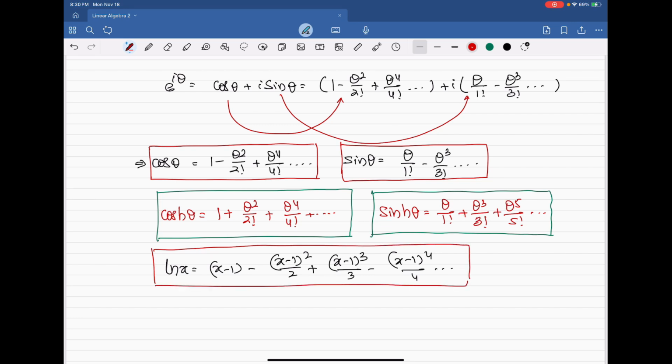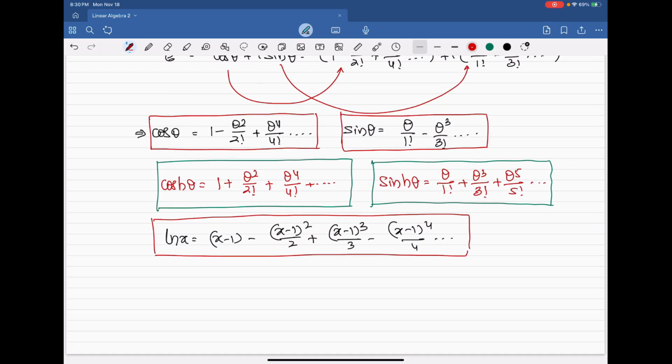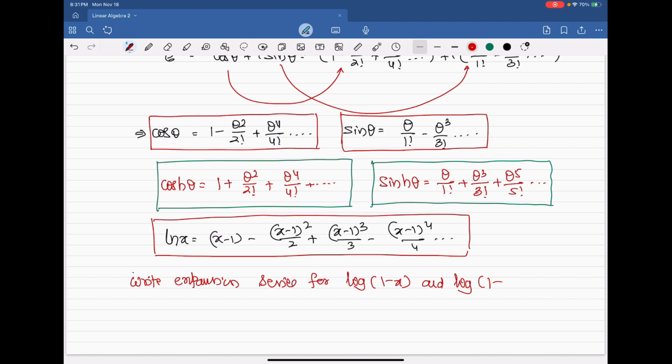When ln x is there with you, e to the power of x is there with you, sine hyperbolic theta is there with you, cos hyperbolic theta is there with you, cos theta is there, sine theta is there, and then your e to the power of i theta is there, then can we find out ln 1 plus x and ln 1 minus x? Yes. I'll give it as homework. Write the expansion series for log 1 minus x and log 1 plus x. You please take it as homework and do it.